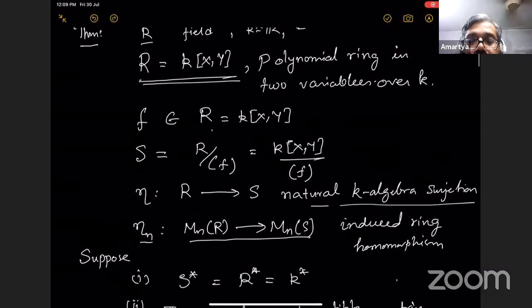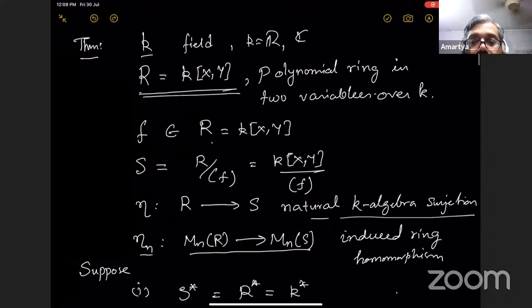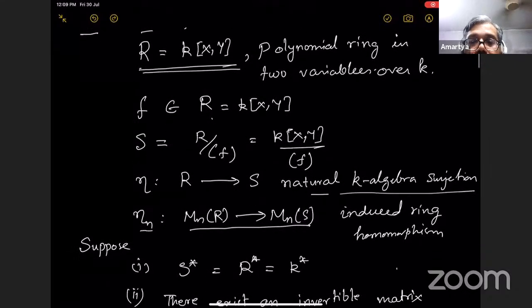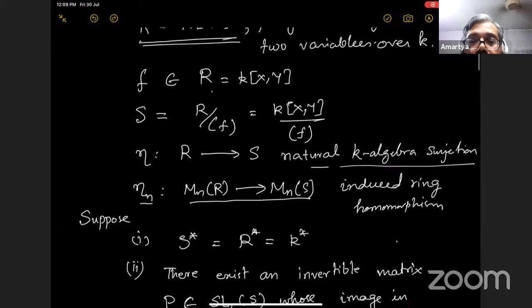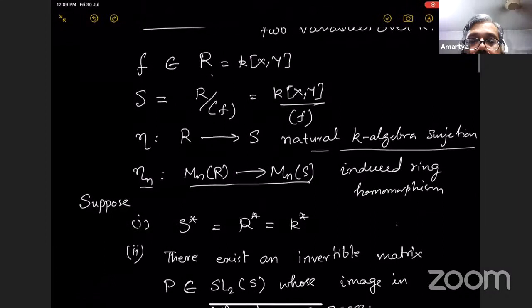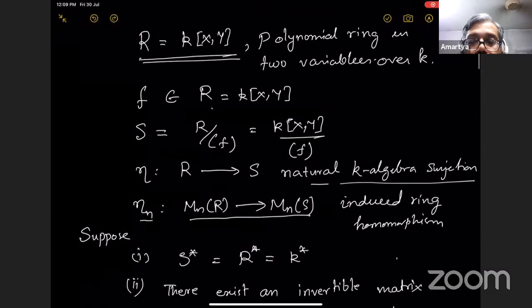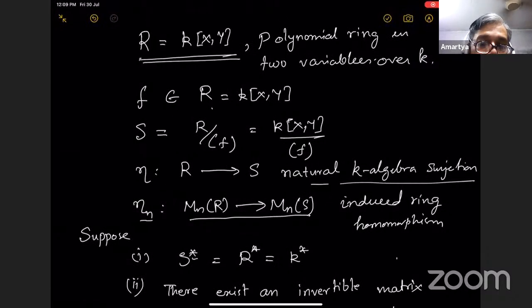Suppose, with this information, suppose this F and eta satisfy this property, that the units... okay, I should say what S star is. S star is the units of S. So the units of the ring S is the same as the units of the ring R, and because R is a polynomial ring, its units are the same as the units of the field K.